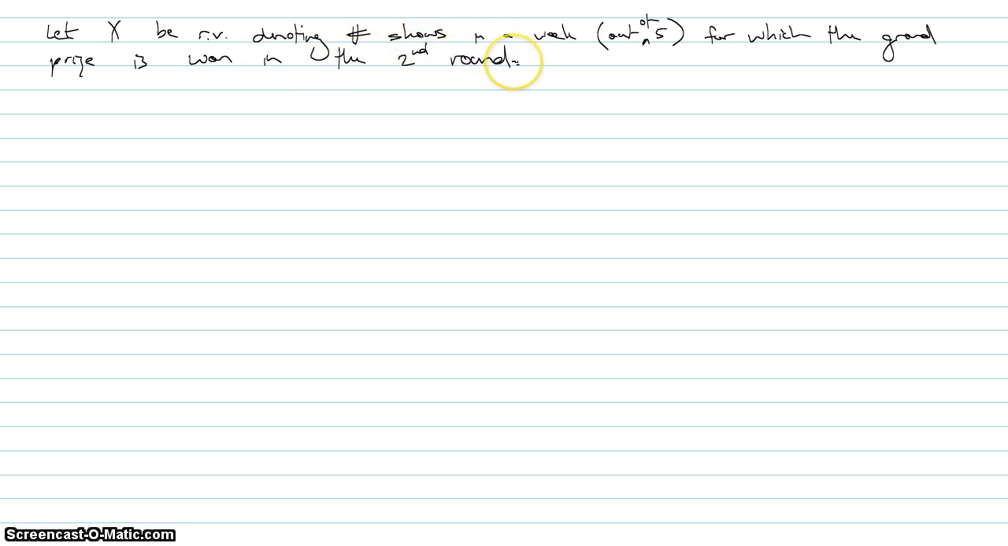Right. So what can we say about x? Well, we can say that x is binomially distributed. There's 5 chances for this to happen each week and a 1 upon 15 chance of it happening. So what does that mean? That means I'm asked for the probability that the mean number of shows per week for which the grand prize is 1 in the second round is more than 0.4. So I want to know a little bit about x bar.